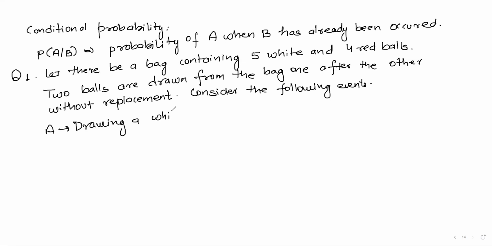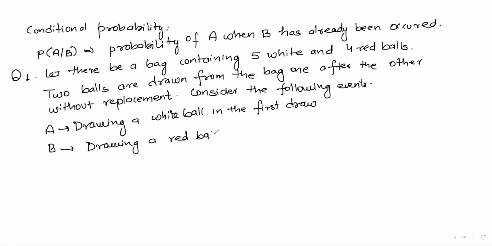A is drawing a white ball in the first round, and B is drawing a red ball in the second round. Please try to find B by A. B by A means A has already occurred. Okay, A has already occurred, then we need to find the probability of B.